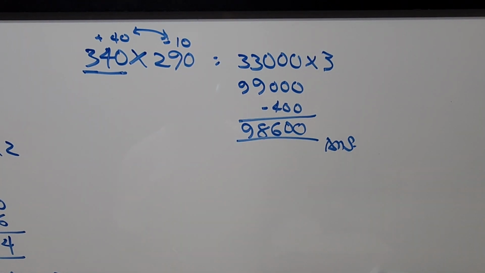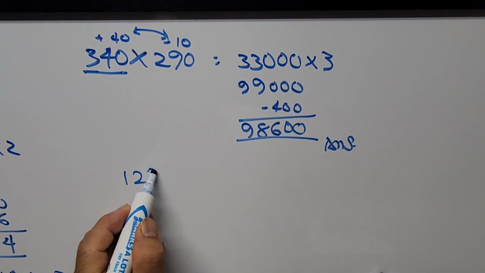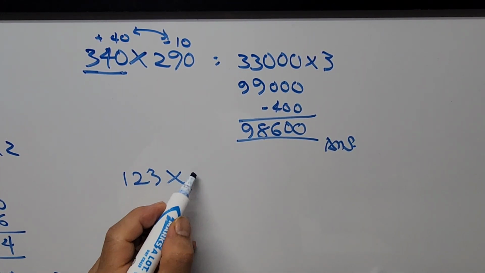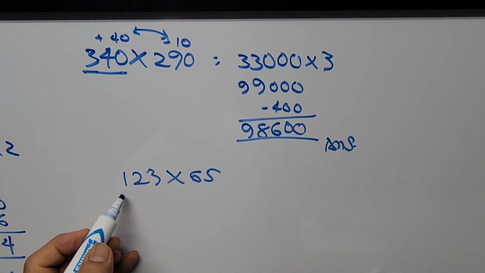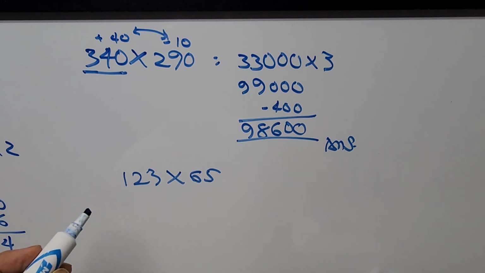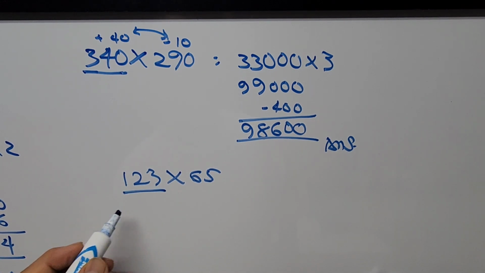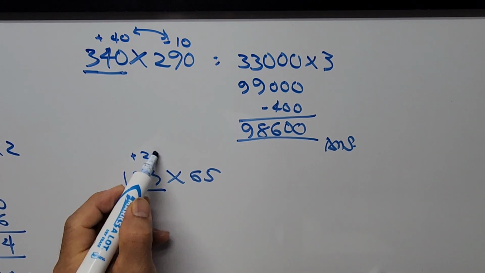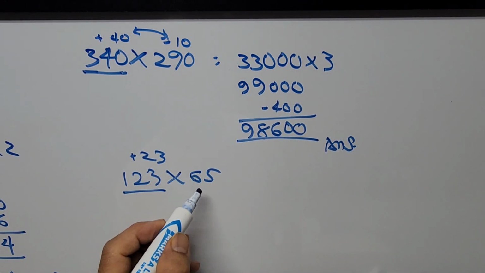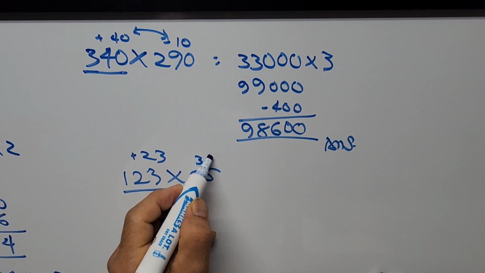Now we're dealing with numbers which are not so close to each other, like the difference between these two numbers is way bigger. Alright, so let's say multiplying 123 times 65. This is a 2-digit number and this is a 3-digit number. And now let's find a base. So our base is 100. Okay, so this is now 23 points over 100. And this is 35 below 100, right? So that is minus 35.